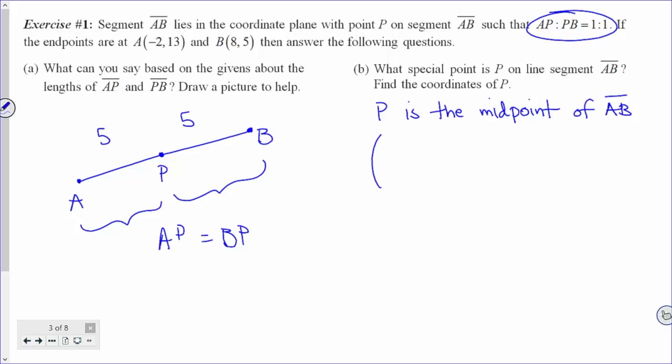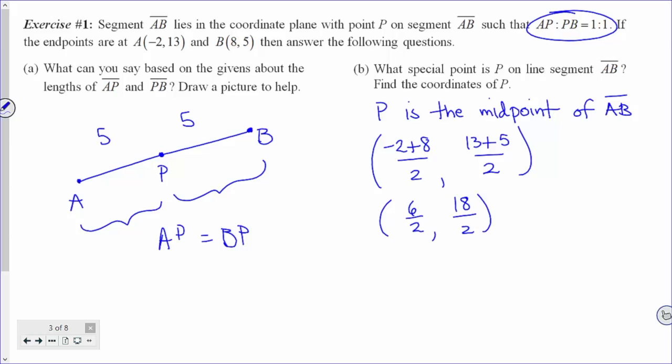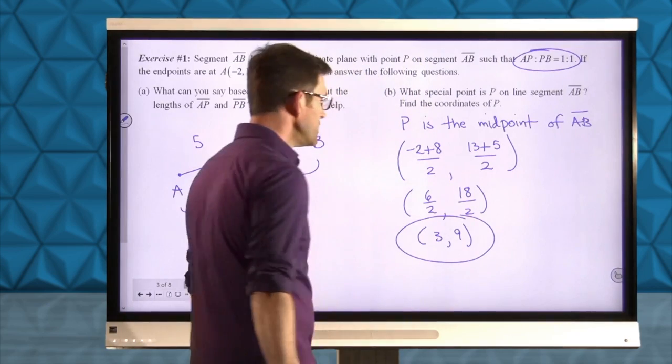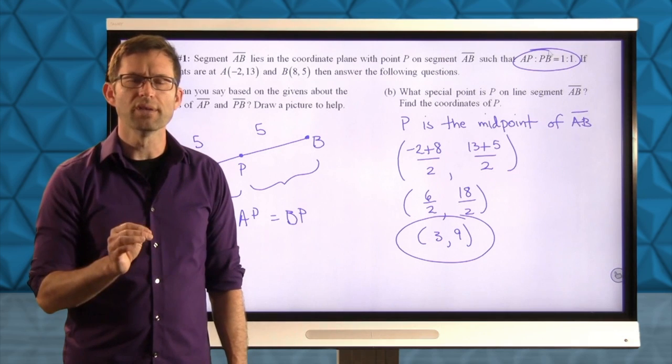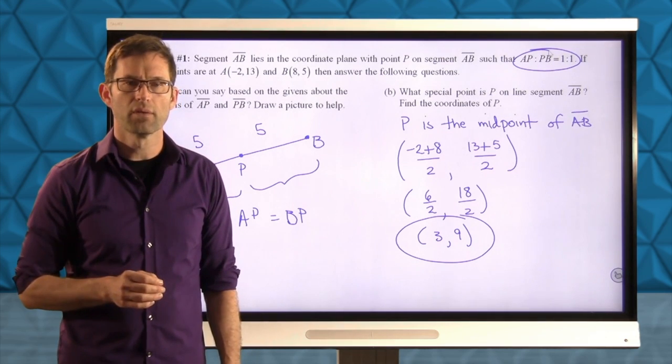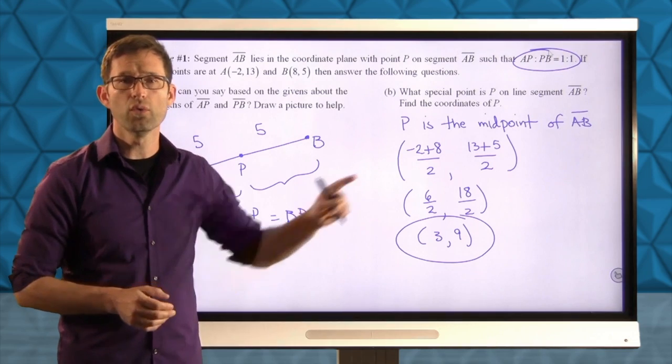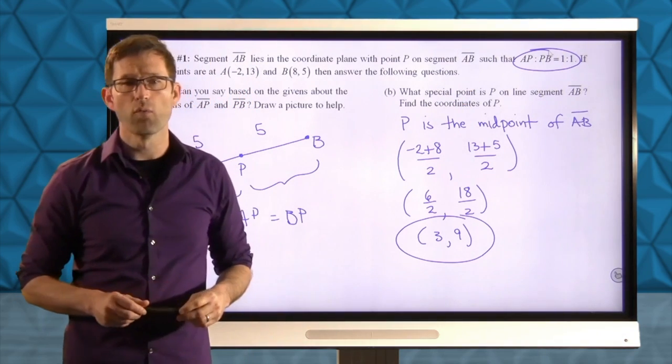that I will take the average of the x-coordinates, -2 plus 8 divided by 2, and the average of the y-coordinates, 13 plus 5 divided by 2. All right, that's going to give me 6 divided by 2, and 18 divided by 2, and that's going to give me P at 3, 9. All right, so simple. But of course, P, or the midpoint, is a very special partitioning of a line segment, right? It's simply cutting it into two equal segments, hence giving us that ratio of 1 to 1.